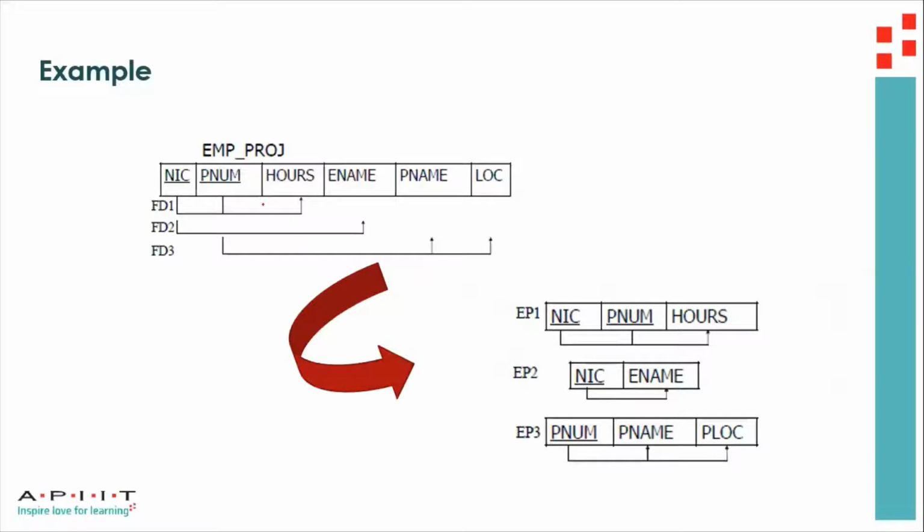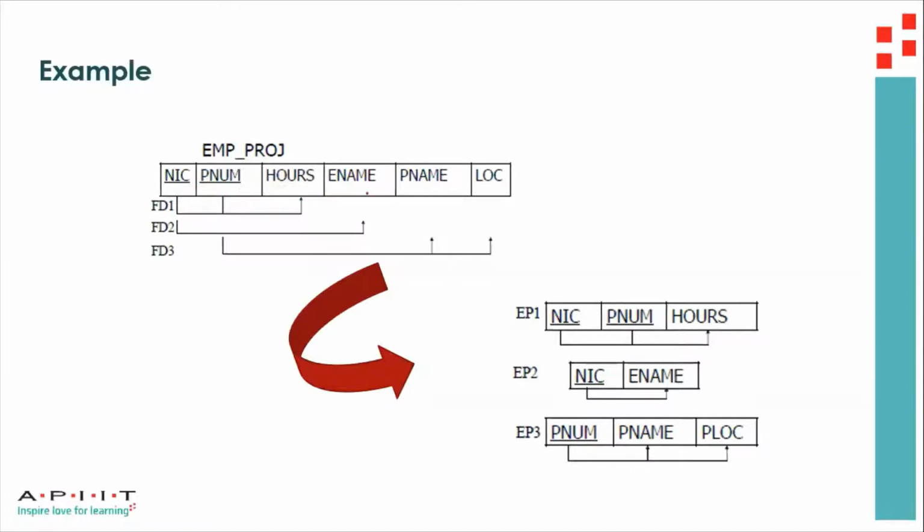Look at this one. Here we have the primary key: the NIC and the PNUM make the primary key up. PNUM is the project number, and this is the employee NIC. And here we have a full dependency. Why? The number of hours depends on the employee who worked and within which project. Number of hours depends on both prime attributes. Who's the employee and what is the project. So here, number of hours is fully depending on the primary key.